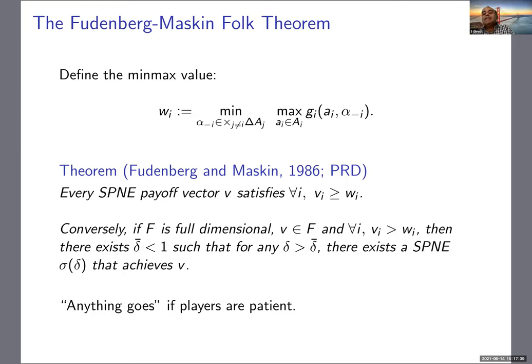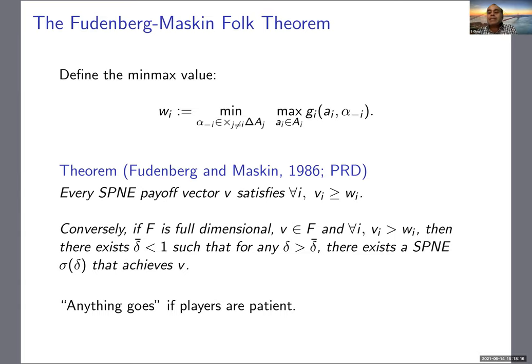Conversely, and this is the Fudenberg-Maskin part of the folk theorem, if F is full dimensional, and I'll tell you in a second about full dimensionality, it just means that the dimension of the set F is equal to the number of players. Suppose V belongs to F, a feasible payoff, just like before, and v_i is greater than w_i. Then we can find a delta upper bar less than one, such that for any delta greater than delta upper bar, there exists an SPNE. Again, we could make it greater than or equal, doesn't matter. There exists an SPNE sigma of delta that achieves V.